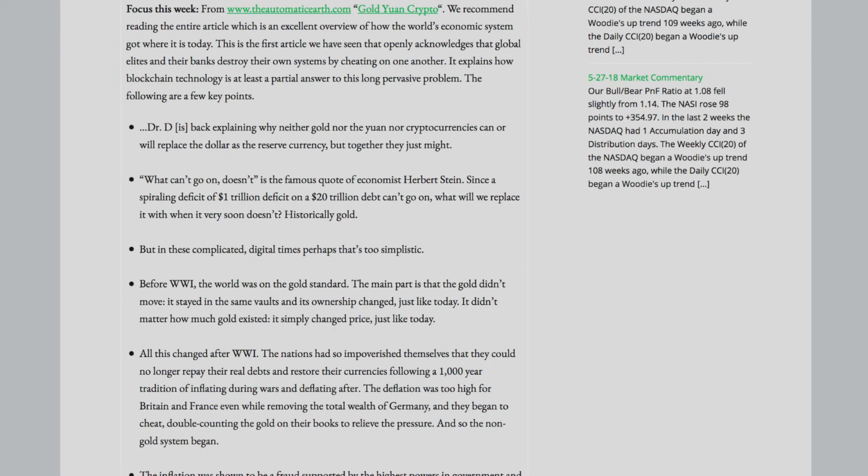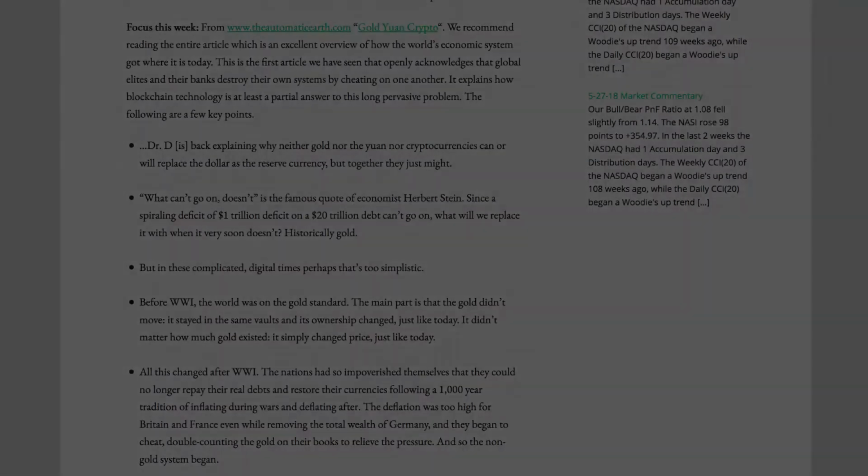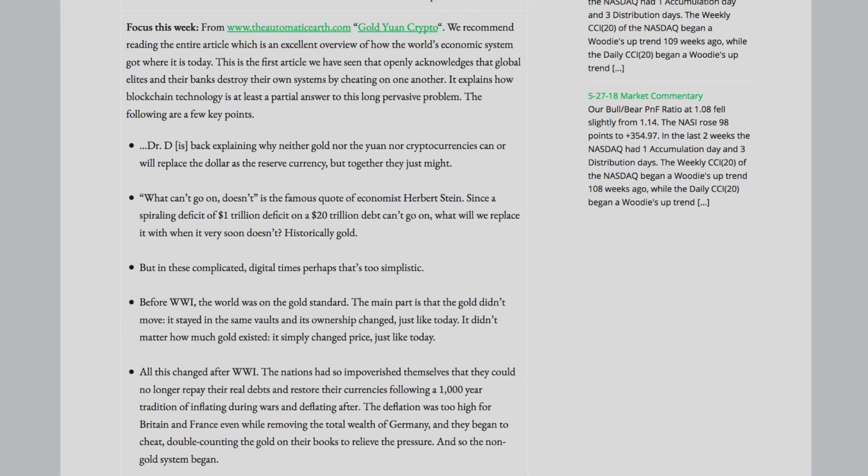Focus this week from www.theautomaticearth.com. Gold, yuan, crypto. We recommend reading the entire article, which is an excellent overview of how the world's economic system got where it is today. This is the first article we have seen that openly acknowledges that global elites and their banks destroy their own systems by cheating on one another. It explains how blockchain technology is at least a partial answer to this long pervasive problem. The following are a few key points.